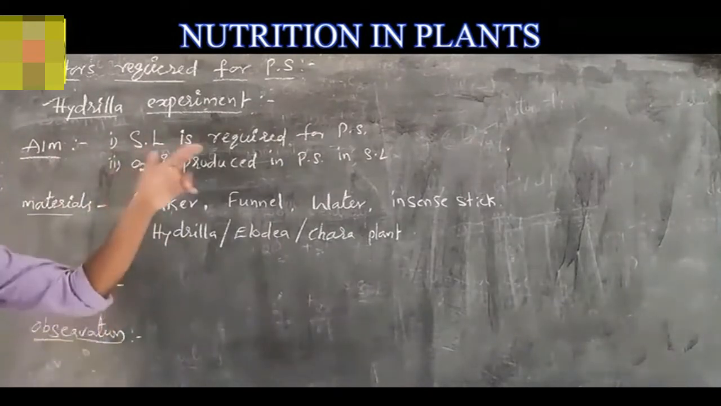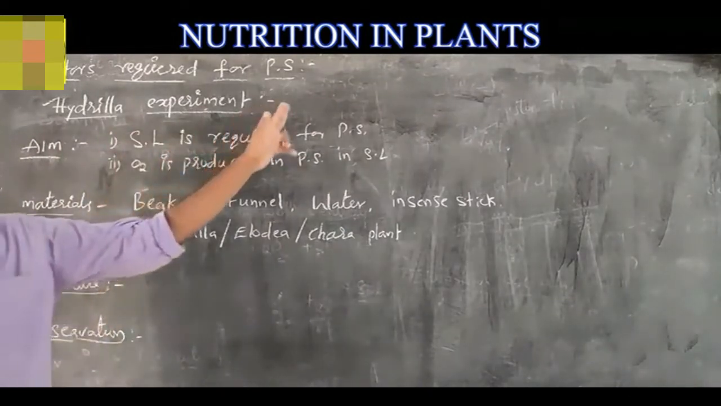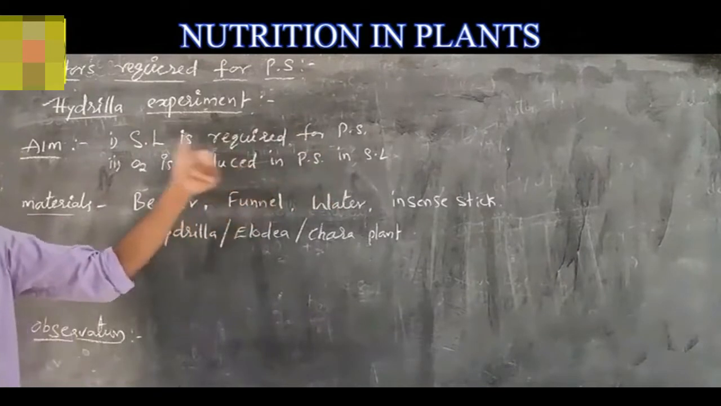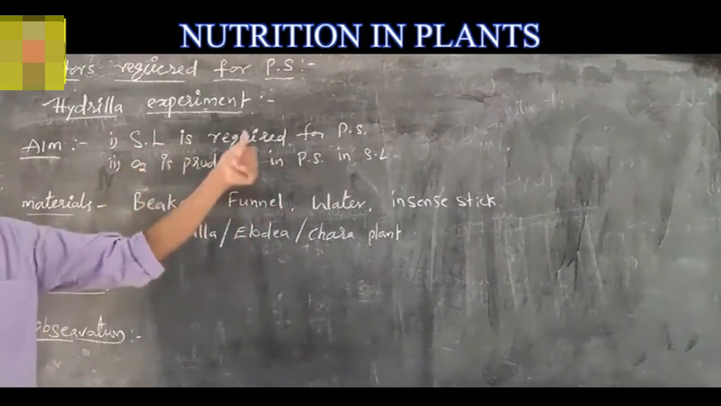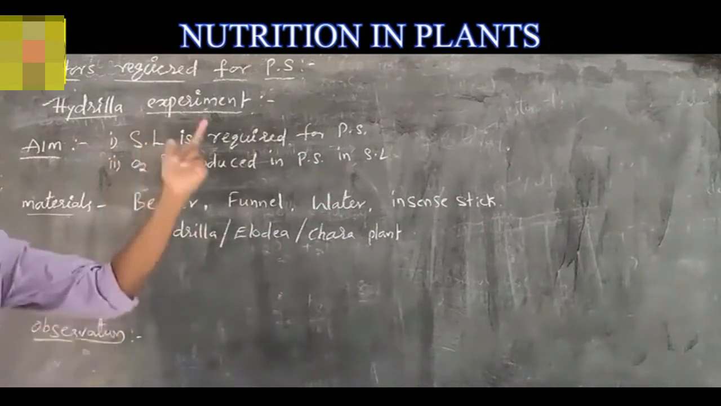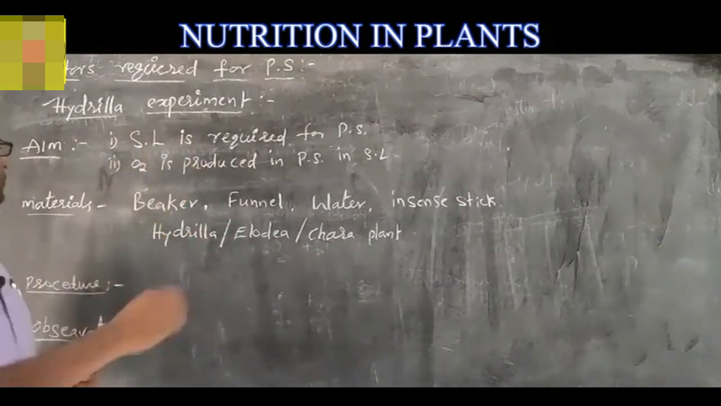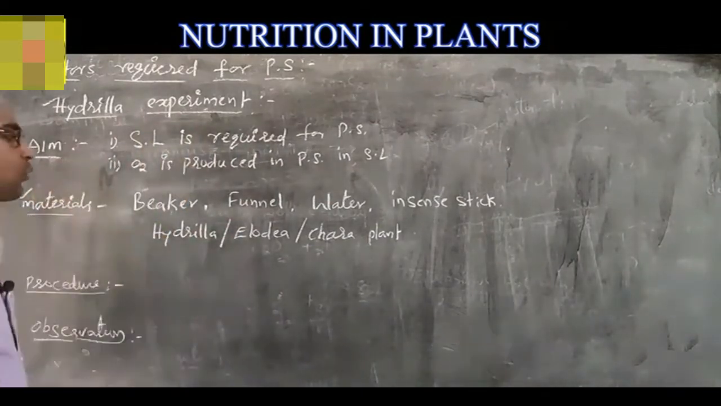Sunlight is necessary for photosynthesis. To prove sunlight is necessary for photosynthesis, at the same time it can be used to prove that oxygen is produced in photosynthesis in presence of sunlight. Right? So next, what are the materials that we require?